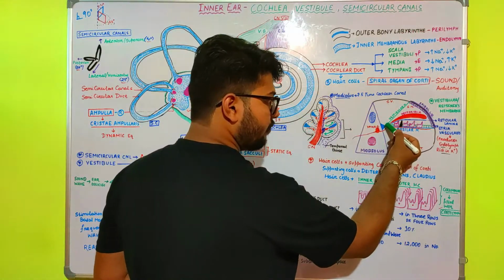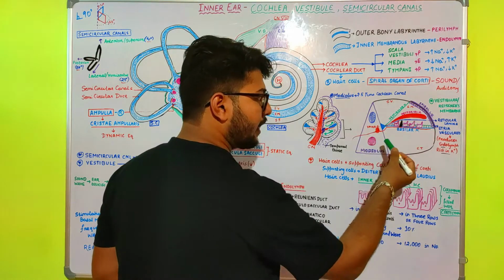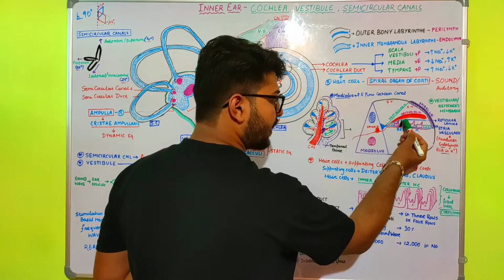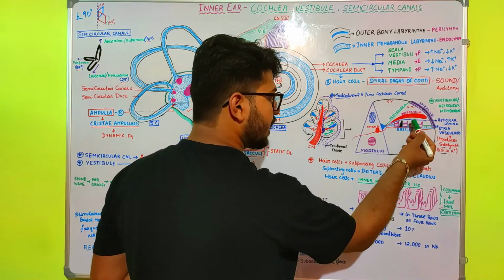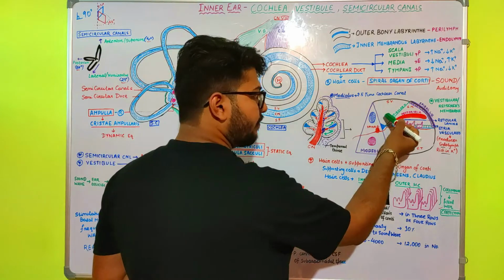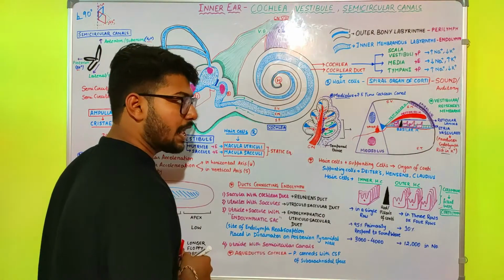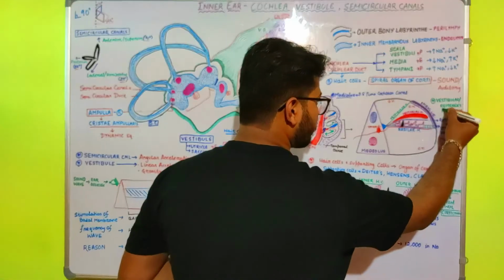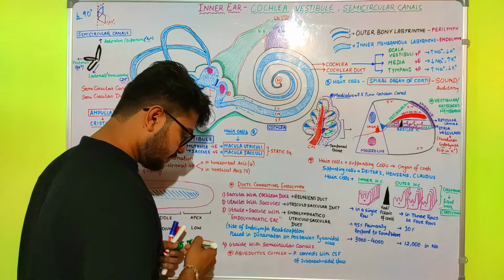So next, here we have a special lamina that covers the superior parts of these hair cells. And what is that known as? It is known as reticular lamina. The vestibular membrane is otherwise known as Reissner's membrane. Okay, so it is otherwise known as Reissner's membrane.